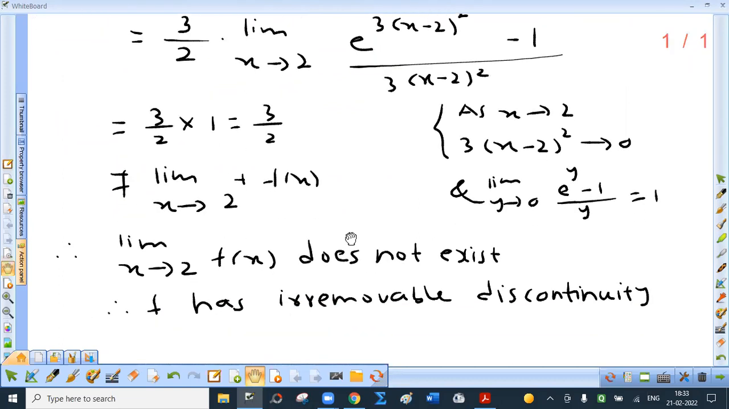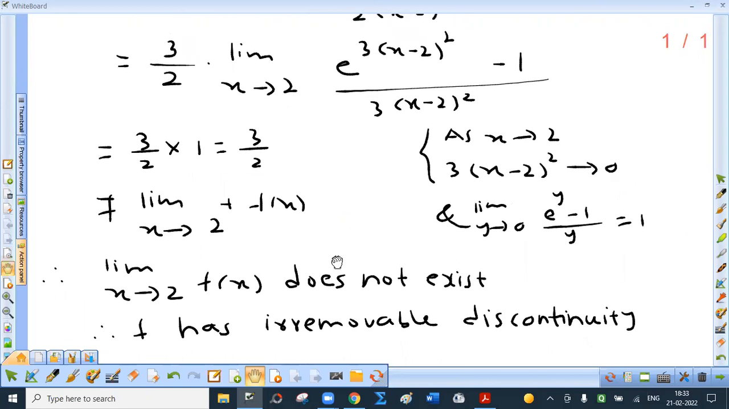As the limit does not exist, the function is discontinuous, and the type of discontinuity is jump discontinuity, that is irremovable discontinuity.